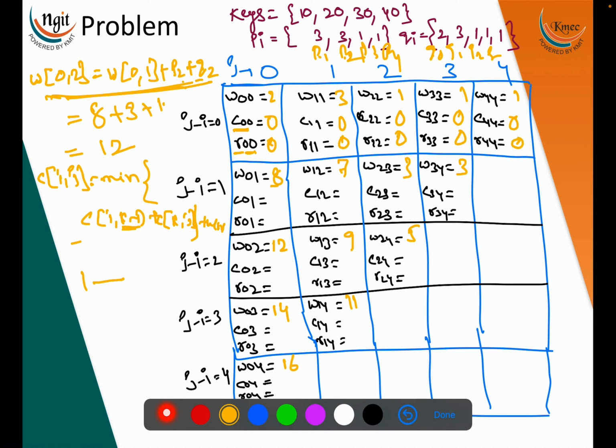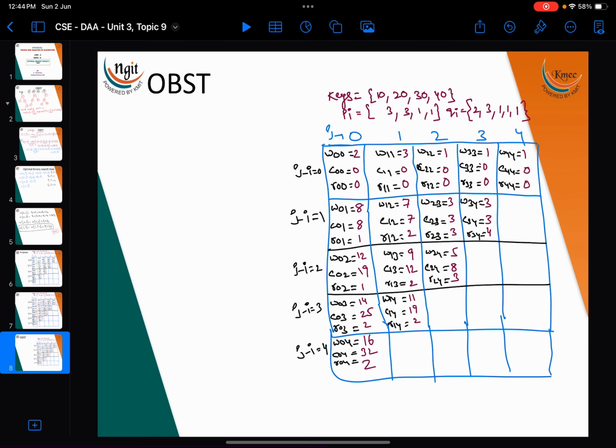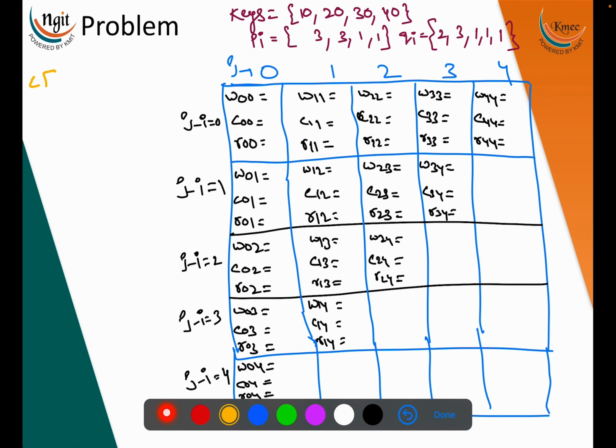Now start from j minus i equal to 1. The first possibility is what? Your k value is 1. Keeping in mind that k is equal to 1, okay, so C01, we'll just make this fresh. Now I'm calculating the cost of 0 comma 1. So for 0 comma 1, I have the possibility k is equal to 1.